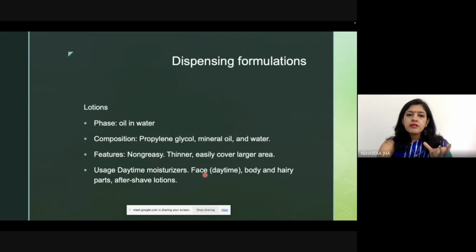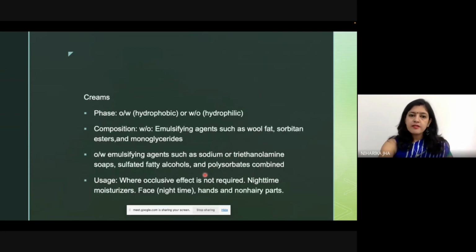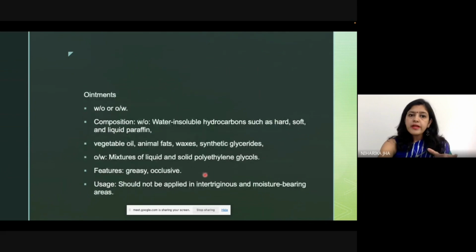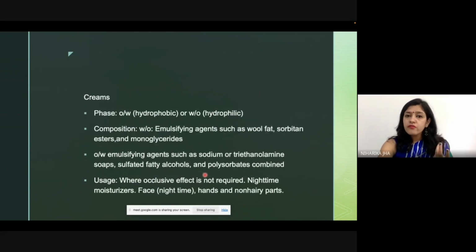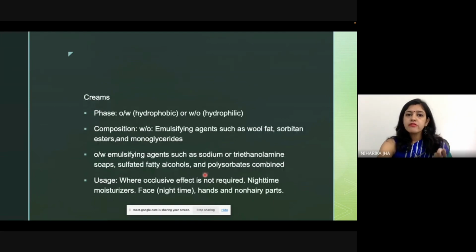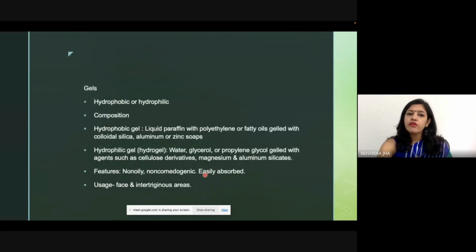Now, moisturizers, they can be available as lotions, creams, ointments, or gel forms. Now, depending upon which part of the body is affected or what kind of problem the patient is having or how much is the extent of the problem, we can decide whether to give the moisturizer in a lotion form, in a cream form, in an ointment form, or a gel form.